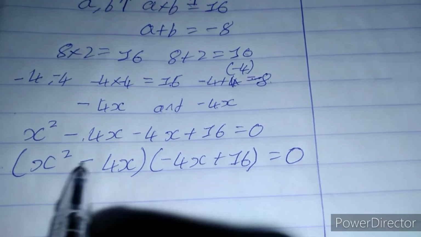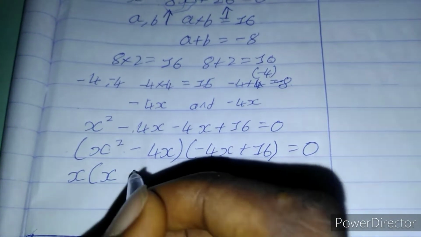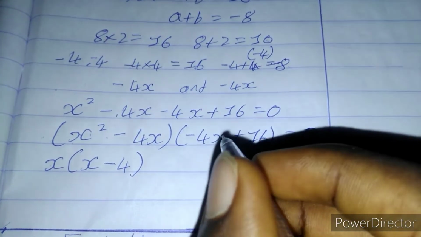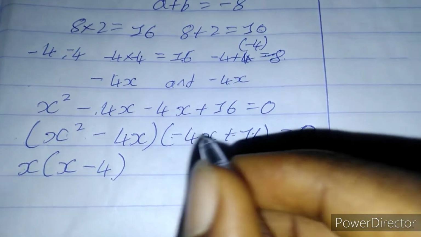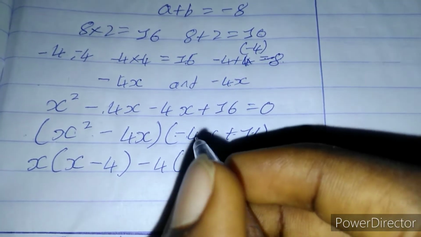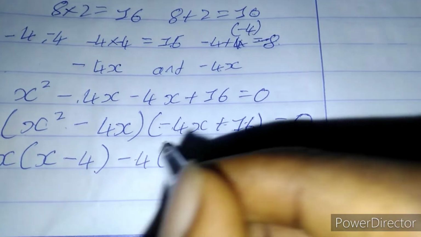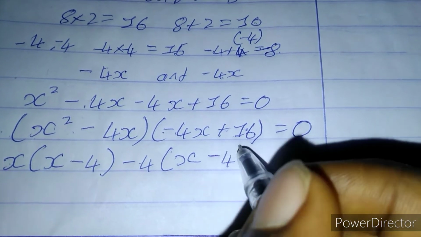Everything equals 0. So we look for what is common in each bracket. For example, the first bracket, we have x to be common. So x in x squared gives us x, and x in minus 4x gives us minus 4. Then the second bracket, you also do the same. Look for what is common. And I guess minus 4 is common here. Minus 4 in minus 4x is x. Minus 4 in plus 16 is minus 4.